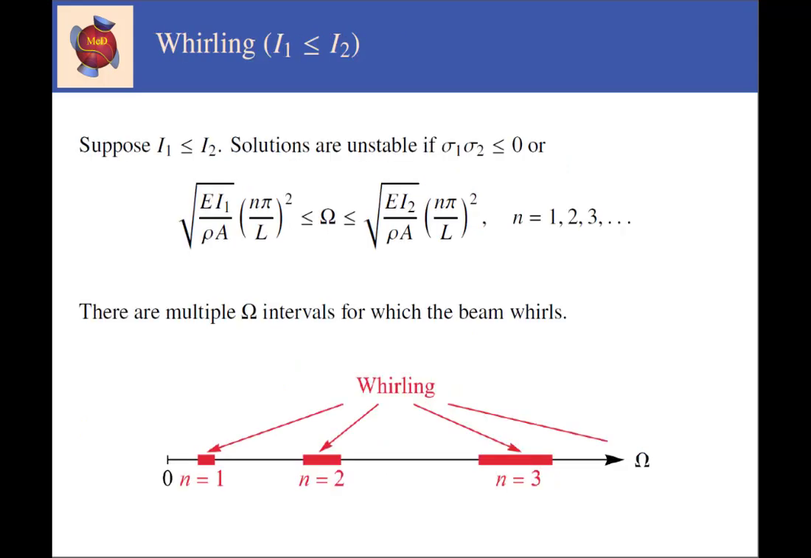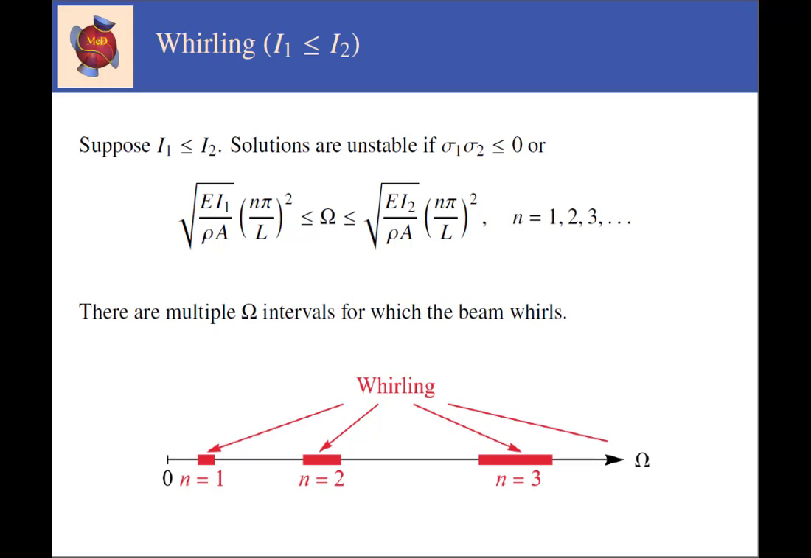Without loss of generality, let's assume that I1 is less than or equal to I2. Remember, I1 and I2 are principal moments of inertia in the cross-section. So whirling occurs in the intervals shown. As you can see from the graph, as omega is increased slowly from 0, the beam remains straight until omega hits the first red region. There the beam whirls or buckles in that region.